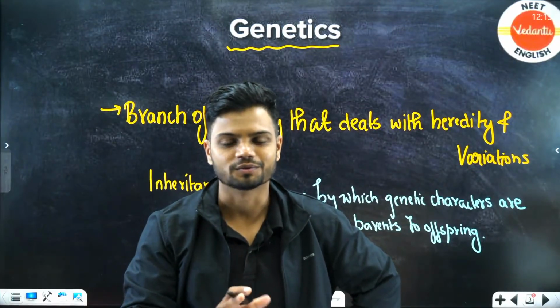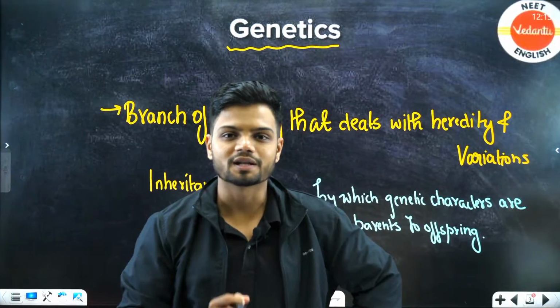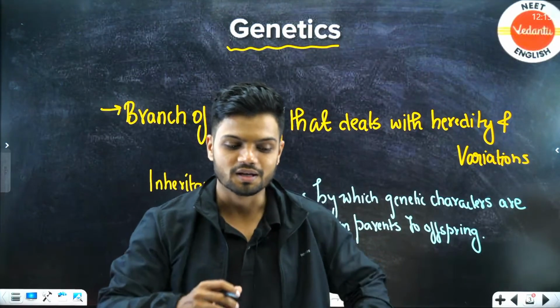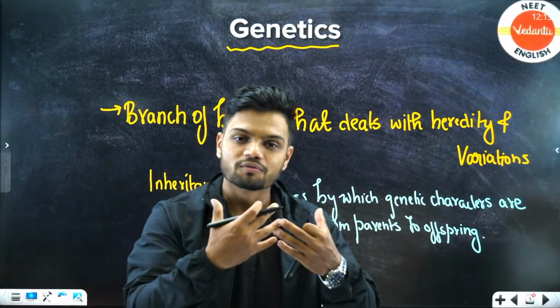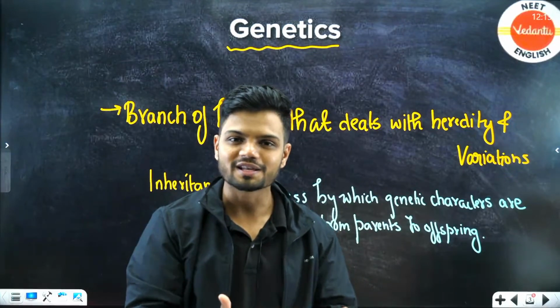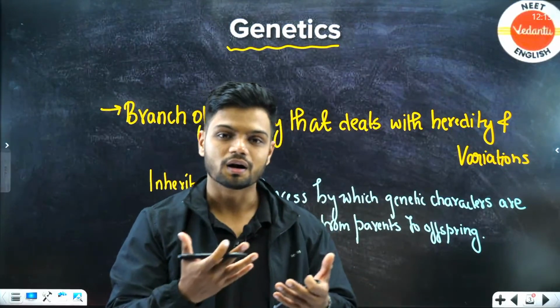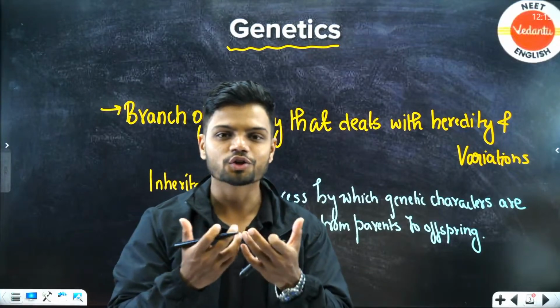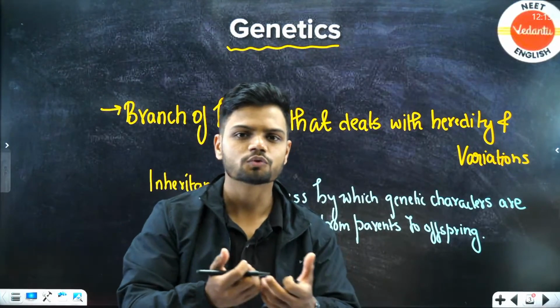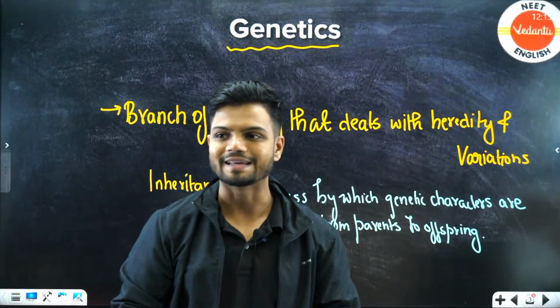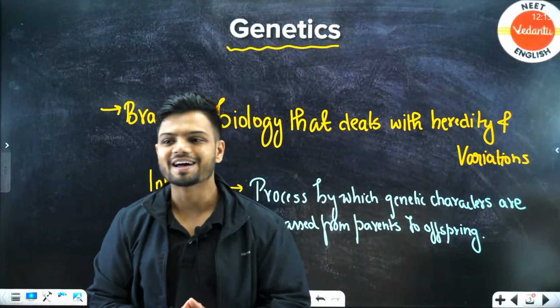Does it ever happen? No. So there is a beautiful phrase: like begets like. That is the transfer of characters from parent to offspring. Obviously, a dog will give birth to a puppy, a cat will give birth to a kitten, a human will give birth to a human baby. That is called inheritance.